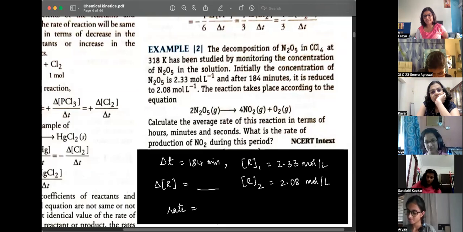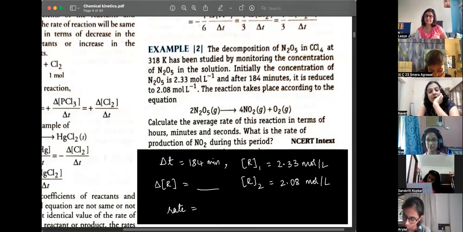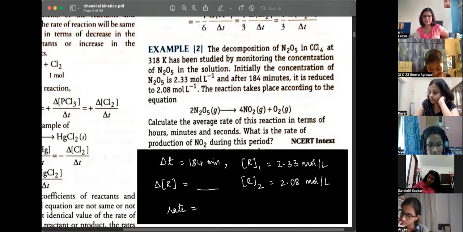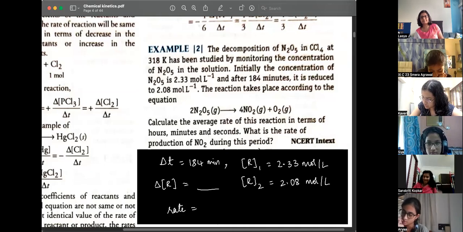Kaveri, you won't get it in negative. That's why we modify the formula a little for reactants. Oh yeah, sorry. So delta R, naturally you'll get it in negative, but when you calculate the rate, it's not a negative value. That's why for reactants we put that minus sign.